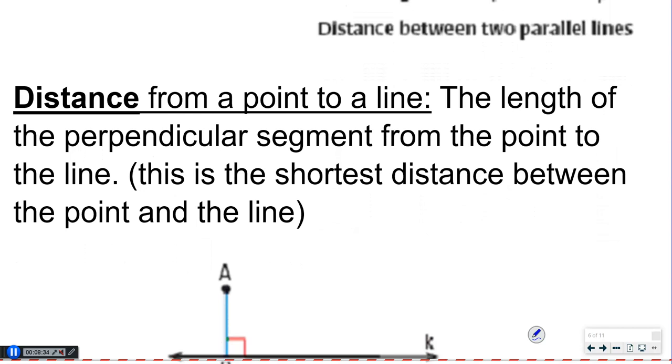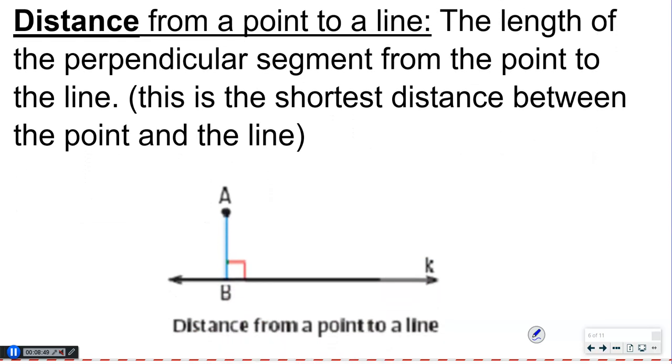And then distance from a point to a line is the length of the perpendicular segment from the point to the line, the shortest distance from the point to the line. And we got that image down here at the bottom. Right there. Point A to point B would be that shortest distance from the point to the line. And we're wanting to find that distance.